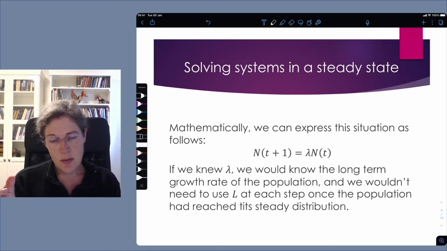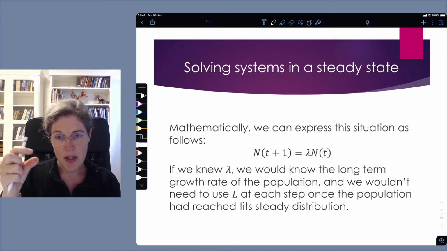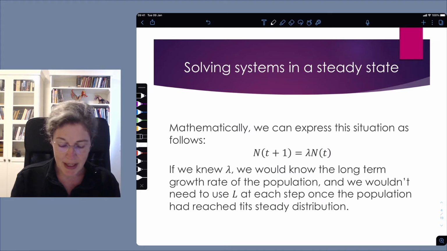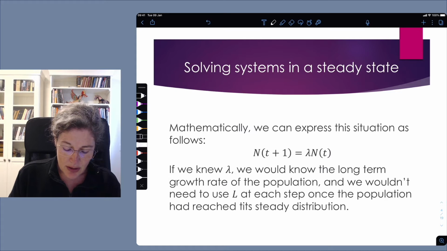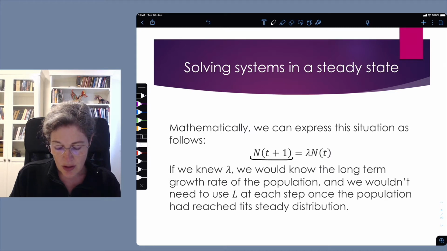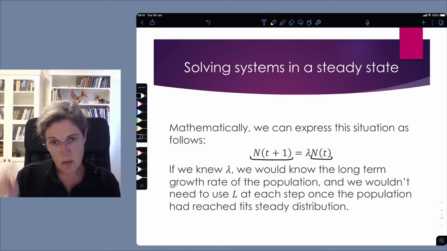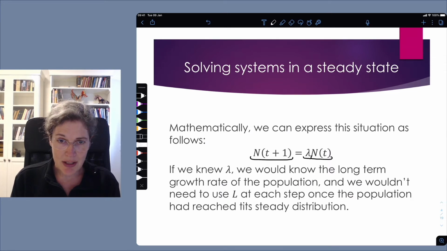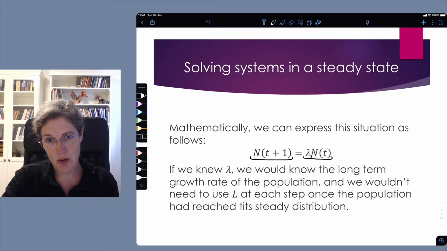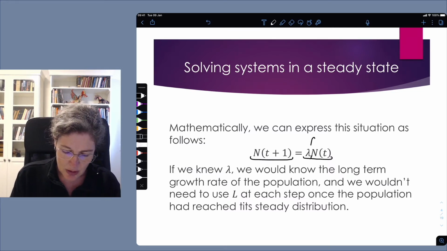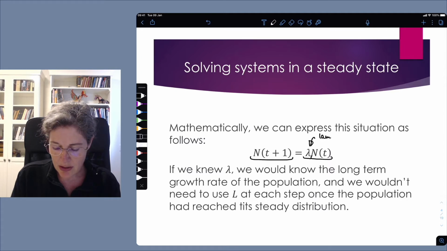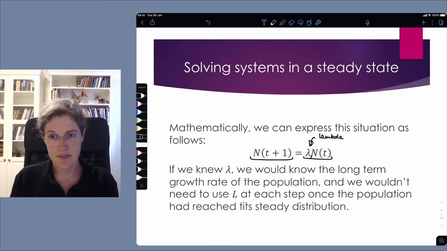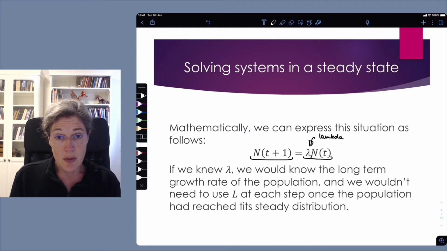So as we've just said, we've seen that each year, once we're in our stable state, each age group increases by the same proportion. So mathematically, what we can do is write down this equation here. So the population a year later is the original population, whatever that distribution is, just multiplied by some factor lambda. And if we knew what that factor lambda was, then we wouldn't actually need to use L, we could just use lambda, and we'd know by how much our population grew each year. So just in case you haven't seen this before, this is the Greek letter lambda. All right. So let's see if we can find this lambda.